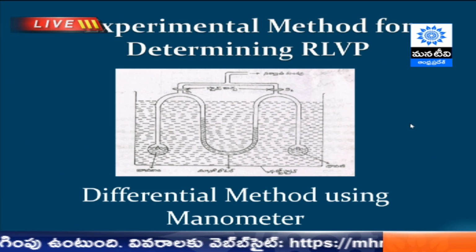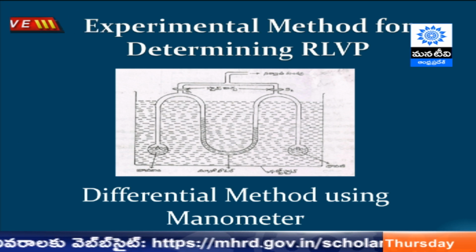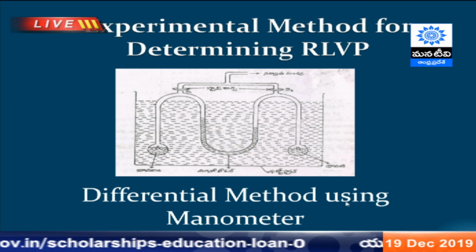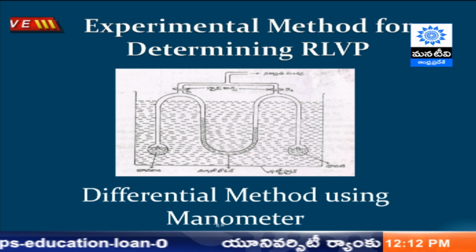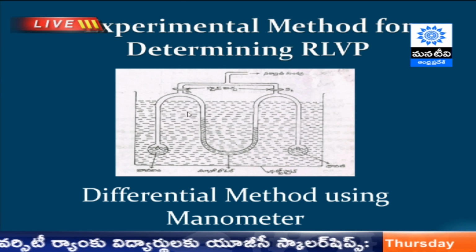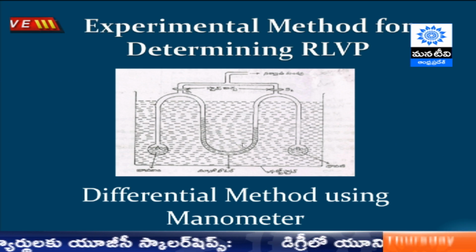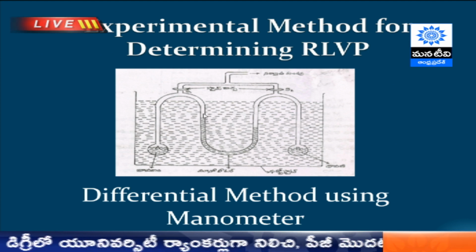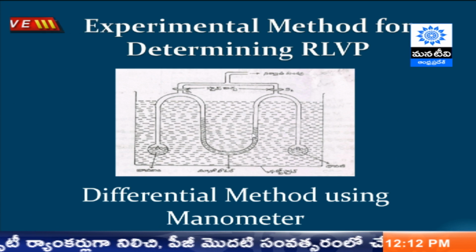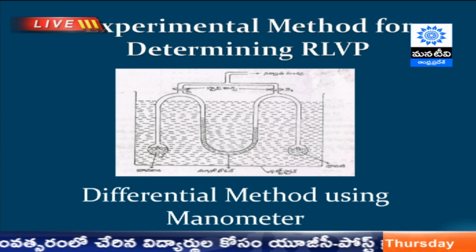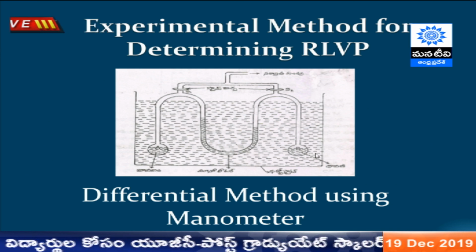How can you experimentally determine relative lowering of vapor pressure? A differential method is used. This uses a manometer. A manometer is a U-shaped tube, and you can see two limbs or two tubes. This is a U tube. It has a left hand side tube and a right hand side tube, and these two are attached to two glass bulbs, A and B.